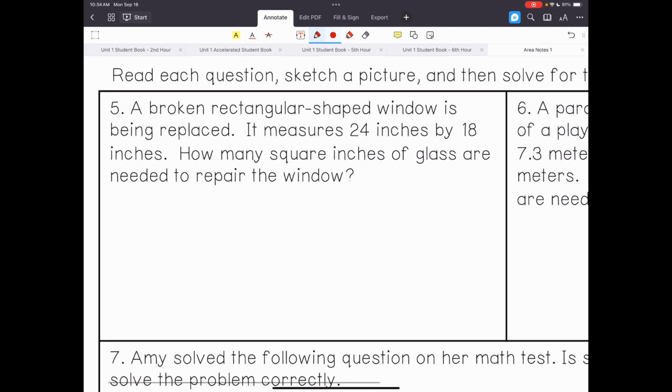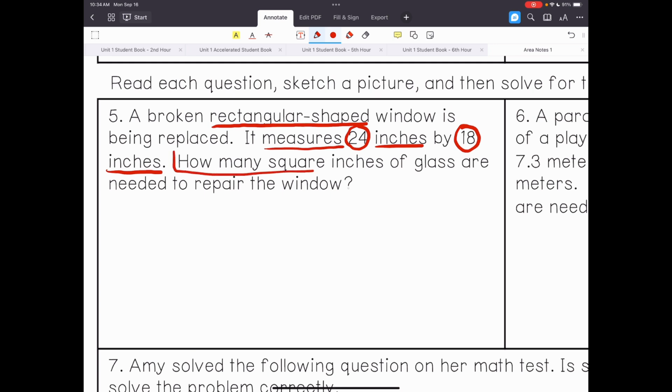Okay, a broken rectangular shaped window is being replaced. It measures 24 inches by 18 inches. How many square inches of glass are needed to repair the window? So let's go through and mark this problem up because it's a word problem. A broken rectangular shaped window is being replaced. It measures, circle the 24, underline inches by 18 inches. So those are the measurements. The question is, how many square inches of glass are needed to replace it?